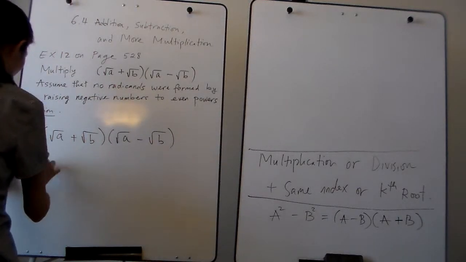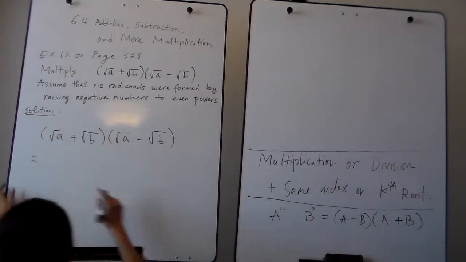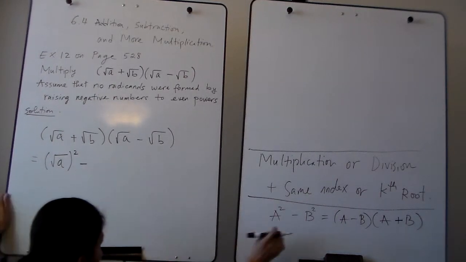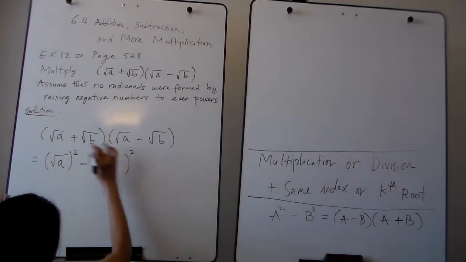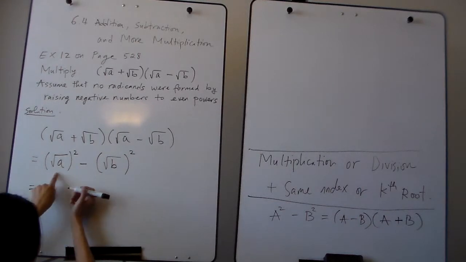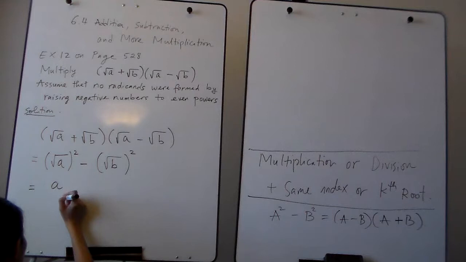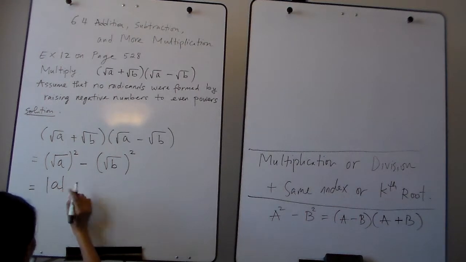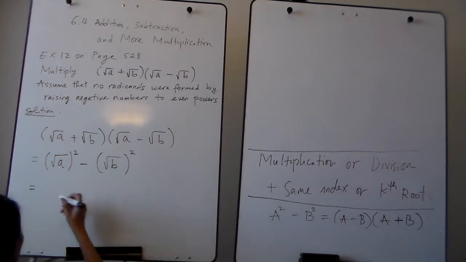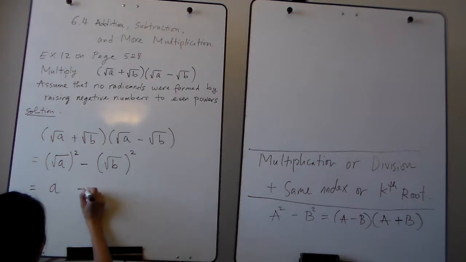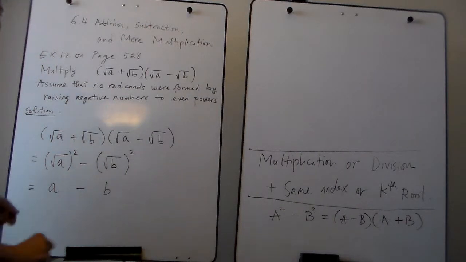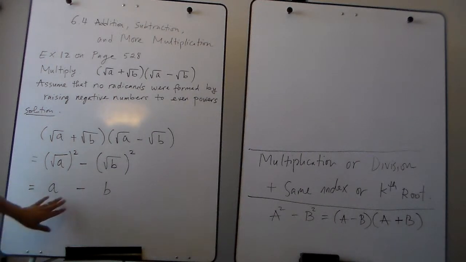So a squared, where a is the square root of a, so the square root of a squared, minus b squared, where b is the square root of b. Simplify: the square root of a squared is a. Normally we'll put the absolute value, but because we assume that the variables a and b are non-negative, not negative, the answer is a, minus the square root of b squared, which is b. So the answer for example 12 is a minus b.